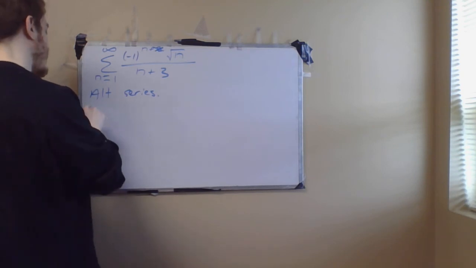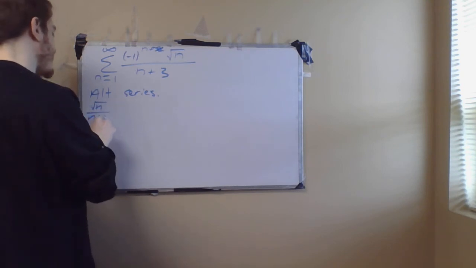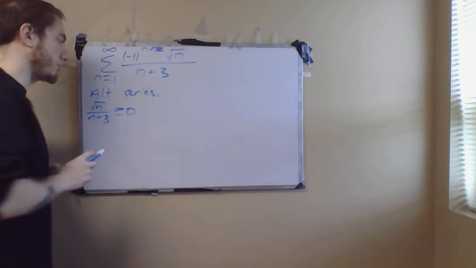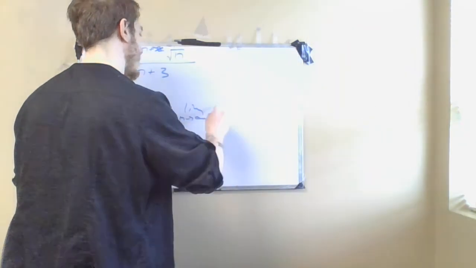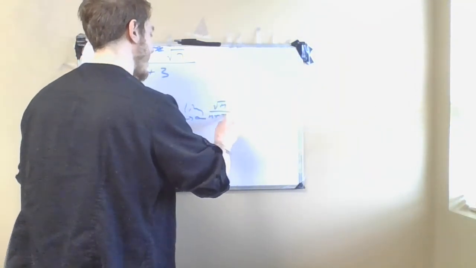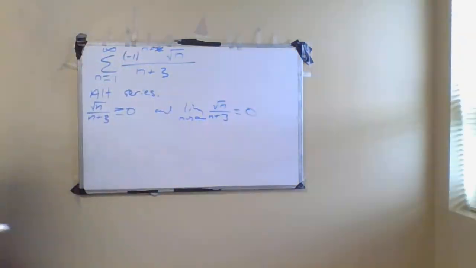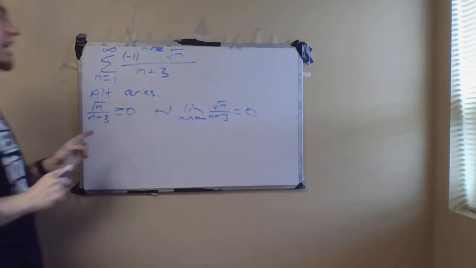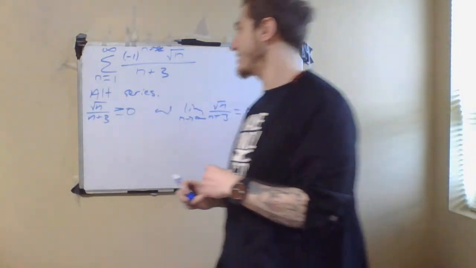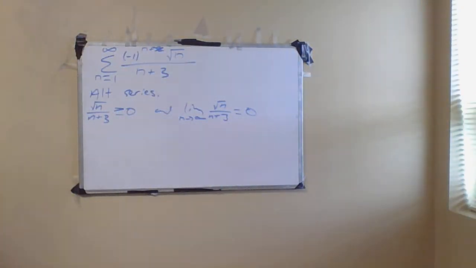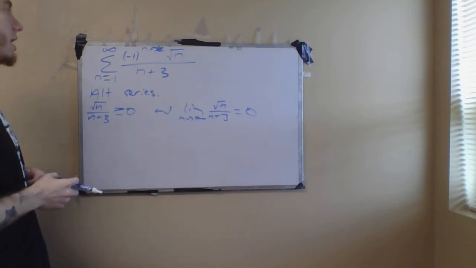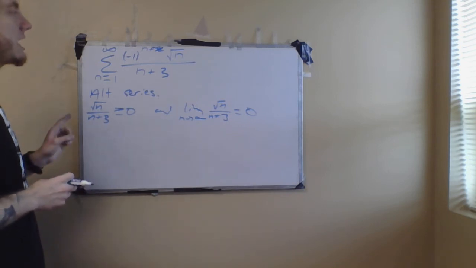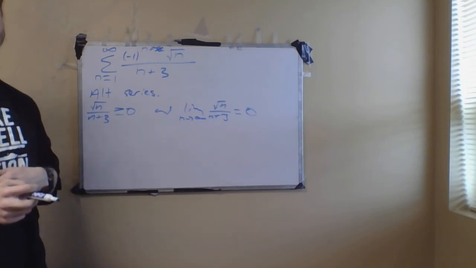Also, it is easy to see that the square root of n divided by n plus 3 is bigger than or equal to 0, and the limit as n goes to infinity of the square root of n divided by n plus 3 is equal to 0. However, there is one more thing that we do need to check. We need to check that this is a decreasing series. But is it actually a decreasing series? Well, the answer is it's not obvious whether it is decreasing or not. However, it is definitely going to be decreasing eventually.